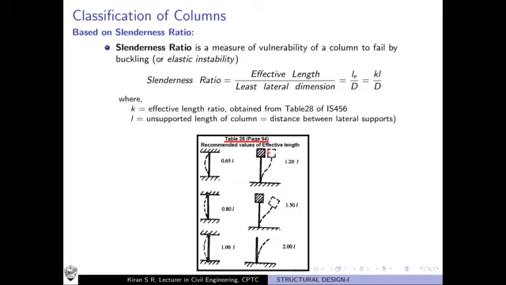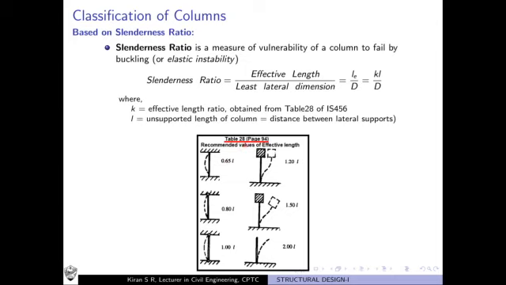Here it is fixed, but at this end it is free to translate. It is not free to rotate, as in this case. The ends are not hinged; they are free to translate only. Here it is free to translate as well as rotate. And here, if you observe, it is fixed at one point but it is free at the other point. These are the different support conditions, and corresponding values of effective length can be obtained from this table.